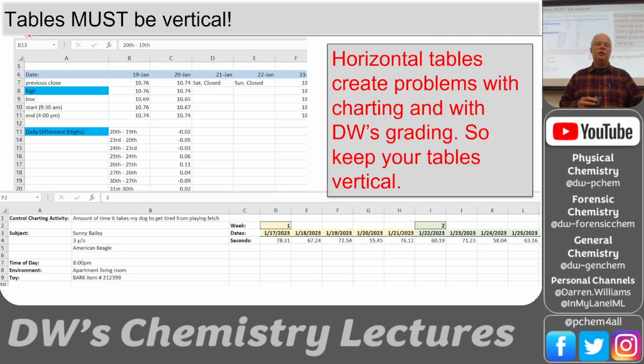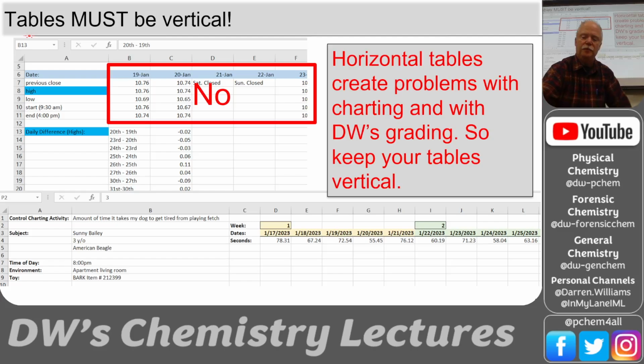Horizontal tables create terrible problems with charting, and also with me trying to keep track of your data. So let's keep our data vertical. This is something that we should not do, this whole business down here. So don't do your horizontal tables. It may look nice, but after a while you've got way too many columns. You can't see the data. Just look at the aspect ratio. It's better to see the data going up and down, and it's easier to chart.